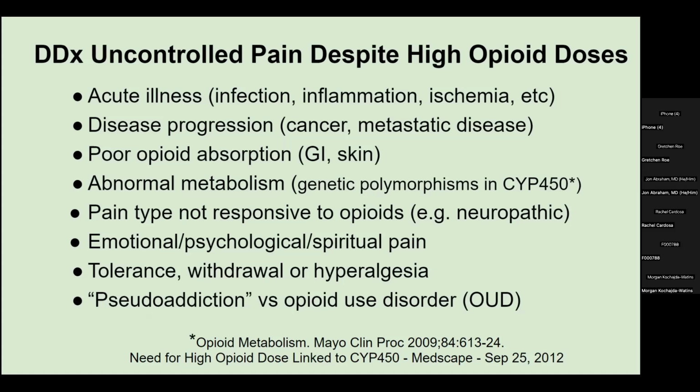Maybe they aren't responding to that type of opioid because of abnormal metabolism. Maybe the pain is just plain not responsive to opioids as much, such as neuropathic pain. Maybe there is a component of total pain, so emotional, psychological, or spiritual pain. Maybe they're developing tolerance or withdrawal or opioid-induced hyperalgesia.